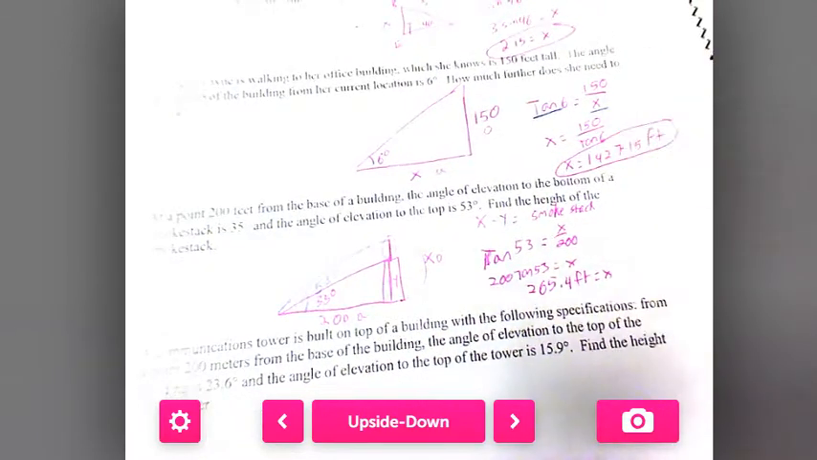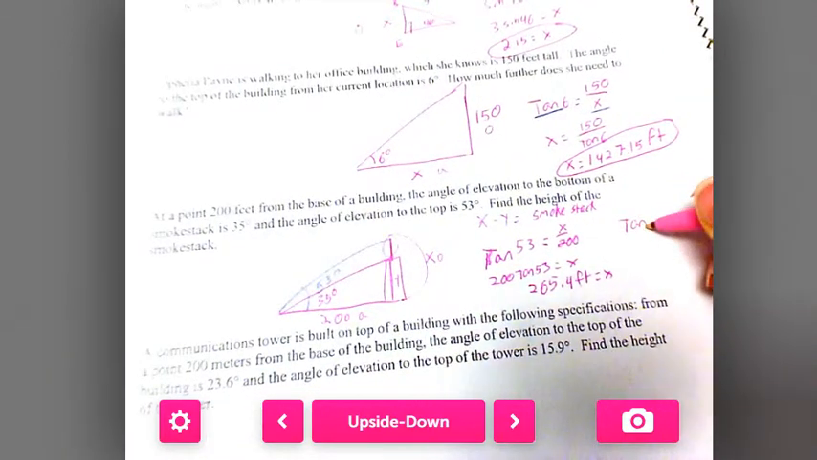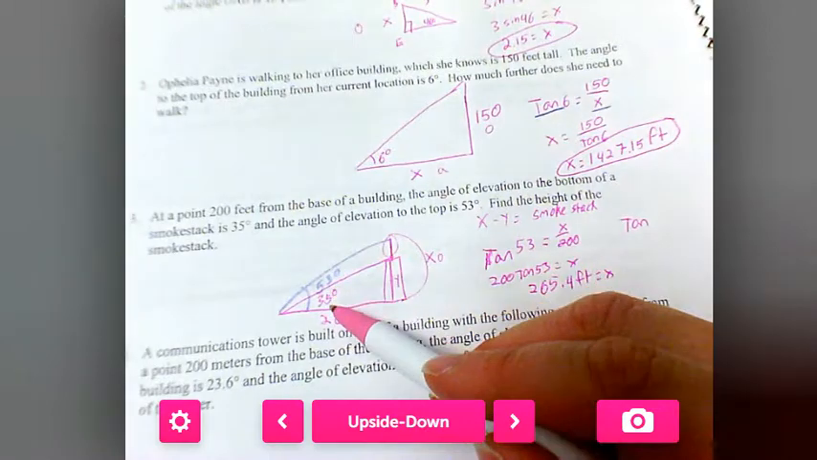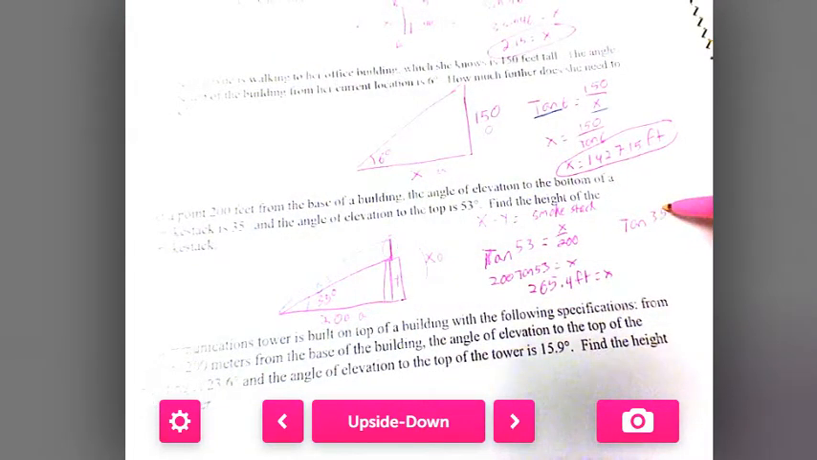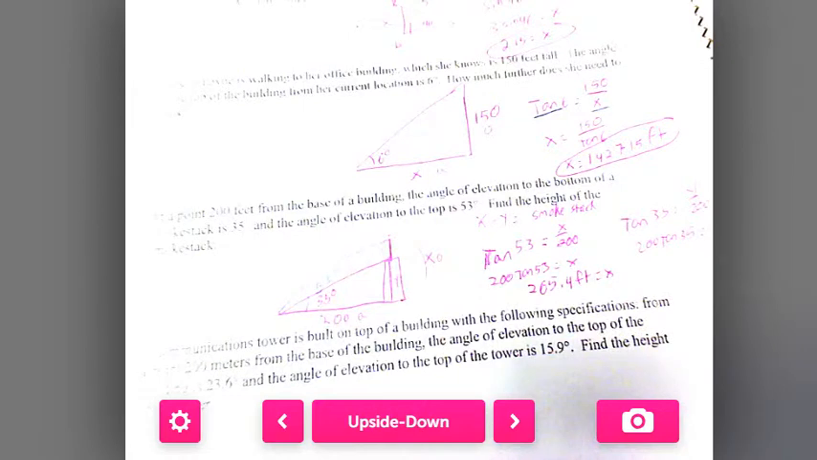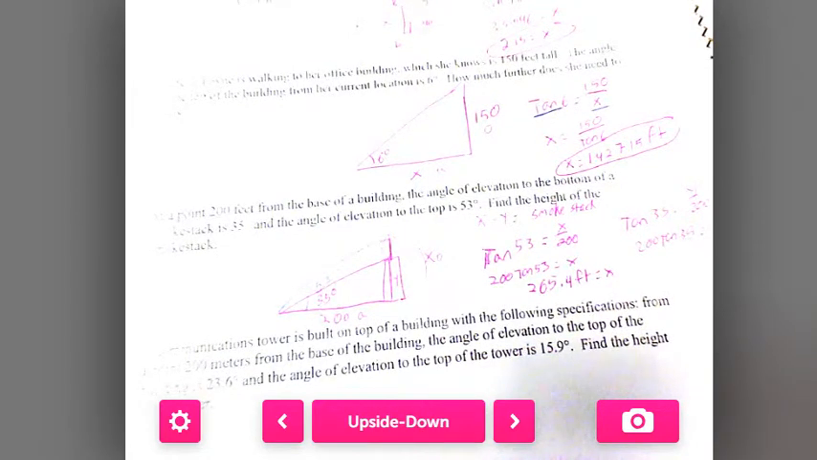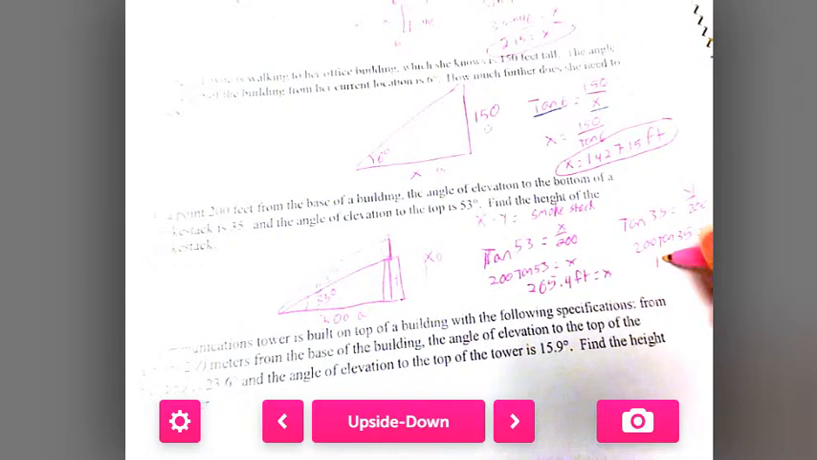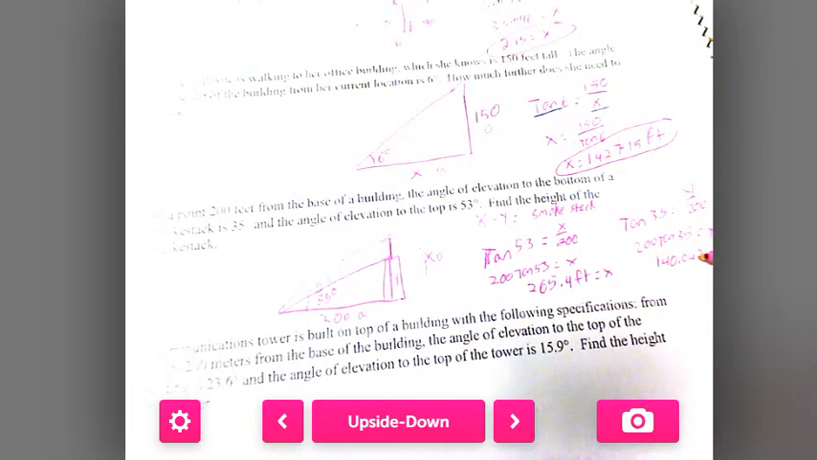Now I'm going to find y. So instead of tan 53, I'm going to go tan 35. I'm going to use this inside one. Equals y over 200. So I'm going to put 200 tan 35 in my calculator. And I get 140.042 feet equals y.